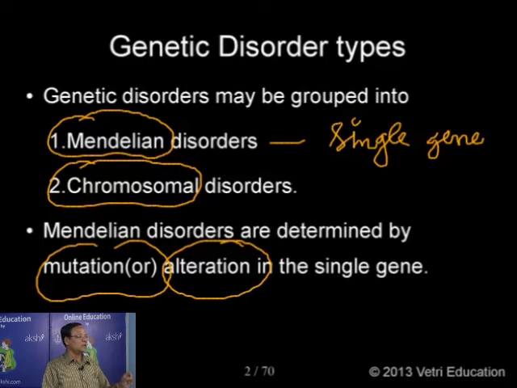A mutation, a sudden change, or a deletion, or addition in a base, whatever the case may be, causes an alteration in the DNA, leading to the development of disorders. Such disorders are called Mendelian disorders or unifactorial disorders.